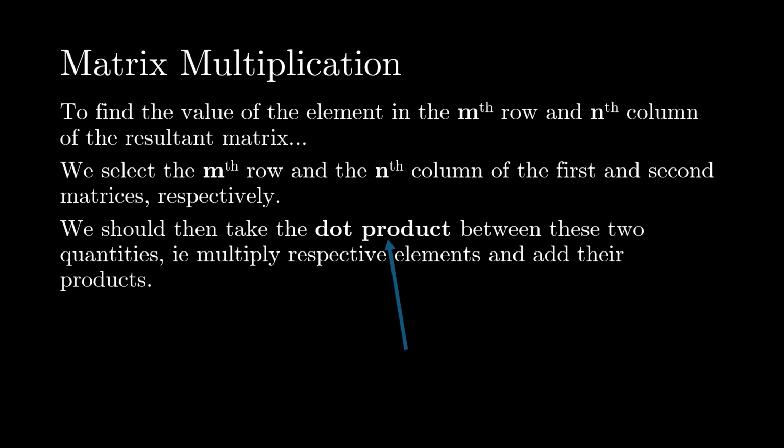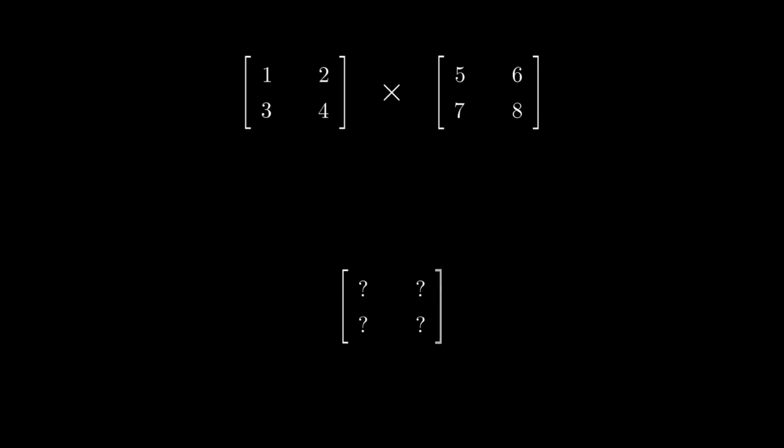Don't worry if the dot product doesn't quite make sense to you yet. It is a mathematical term and we will explain this more simply through an example of matrix multiplication. We'll define the matrices and then try and find each of the elements in the resulting matrix.